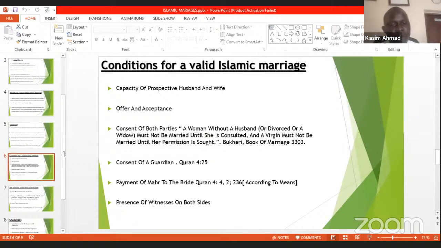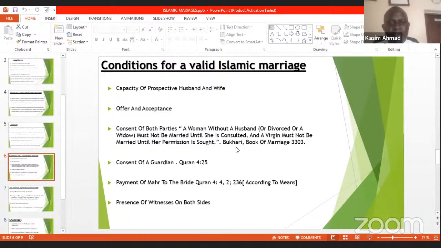And then, of course, another condition is the presence of witnesses on both sides. There must be witnesses on the side of the bride, and also witnesses on the side of the bridegroom. Now, within Islamic law, those are the crucial conditions. Once you fulfill those, you have a valid Islamic marriage.